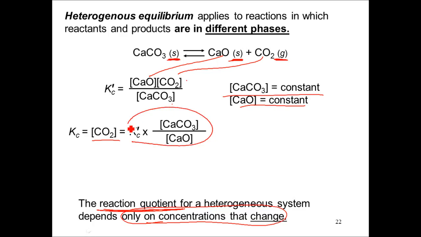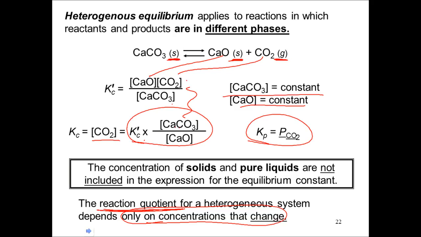which again would be equal to Kc prime times the product, rearranging here, and you would get the concentration of calcium carbonate over the calcium oxide. However, Kp would just be simply equal to the partial pressure of our CO2. So the concentration of solids and pure liquids are not included in the expression for an equilibrium constant.